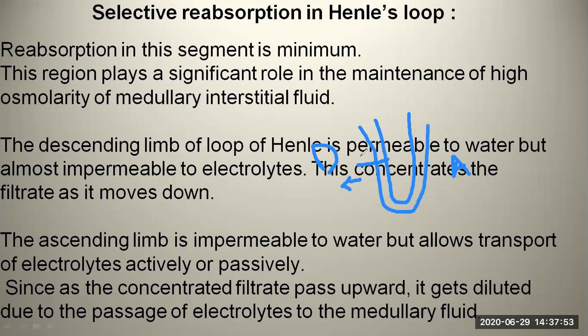Here the loop of Henle is generally a U-shaped structure. The descending loop of Henle is permeable to water but impermeable to electrolytes, and just the inverse of this, the ascending loop of Henle is impermeable to water but permeable to electrolytes.